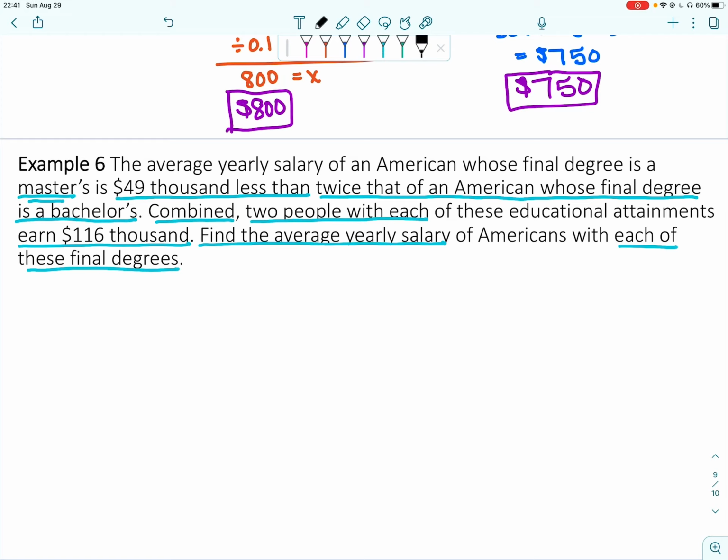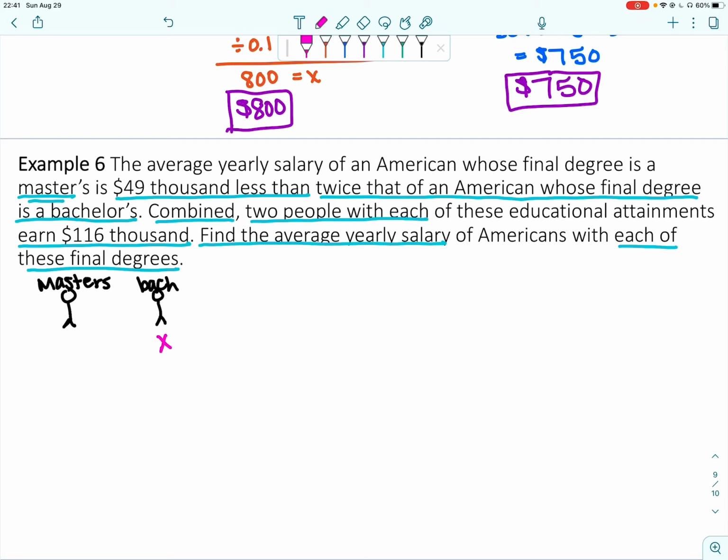So this problem is one that I like to solve by drawing a picture, personally. I will draw just a little stick figure, and I will say, okay, this is the person with the master's degree, and this is the person with the bachelor's degree. It just helps me visualize what's happening here. So the bachelor's degree, I didn't really get a lot of information about it. All I know is that the person with the master's degree, their salary is dependent on what that person makes. It's based on it. So a bachelor makes x amount of money.